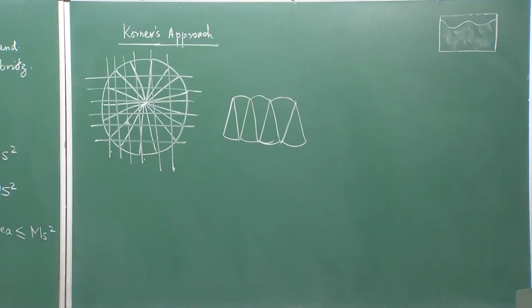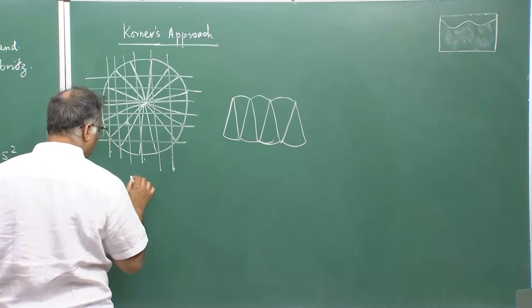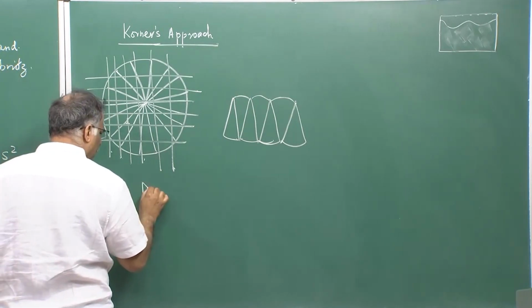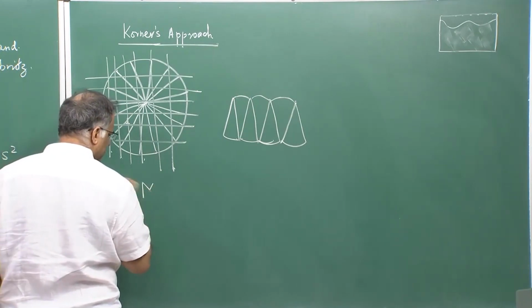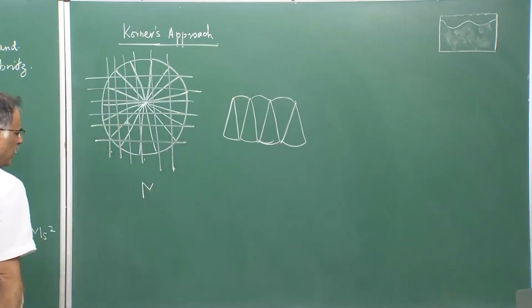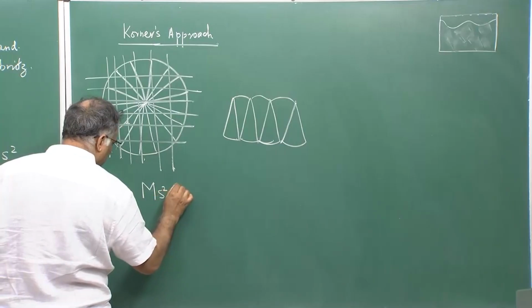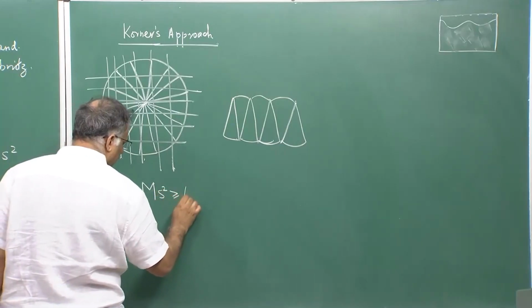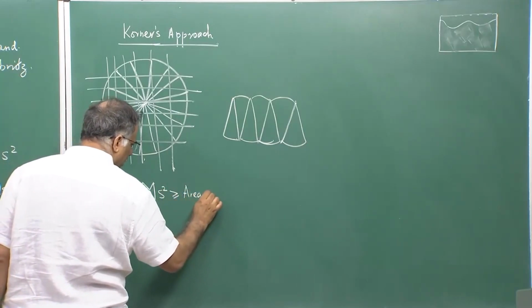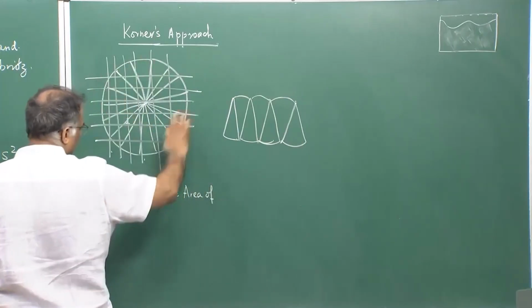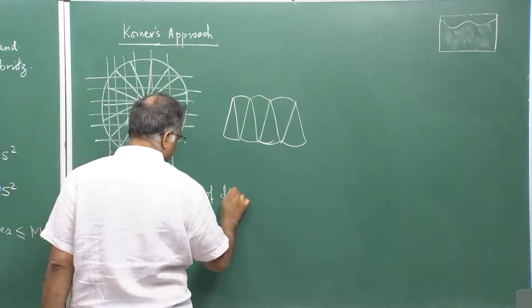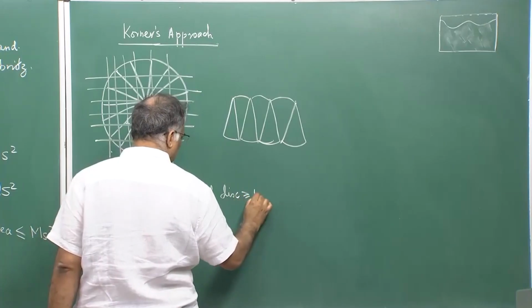I do the same thing. So I put the grid, and then you see what happens is that I can simply say that again in the same way, ms square is bigger than the area of the circular disc, and this is greater than ns square.